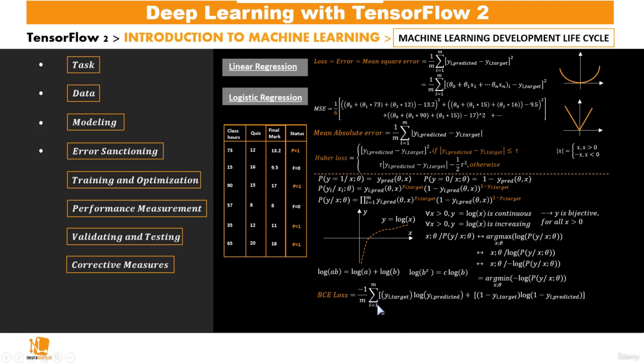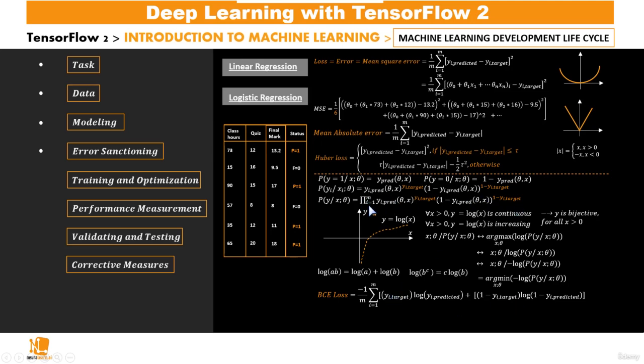-1 over m, the sum from i equals 1 to m of yi target times the log of yi predicted, plus 1 minus yi target times the log of 1 minus yi predicted. Now, you may be a bit confused about where this formula comes from. Actually, we've basically replaced this p, the probability of y given x and theta, by what we had initially seen here. So we've taken all of this and replaced it here.